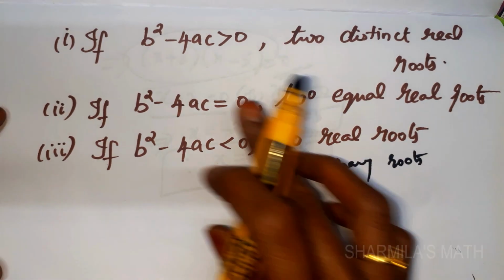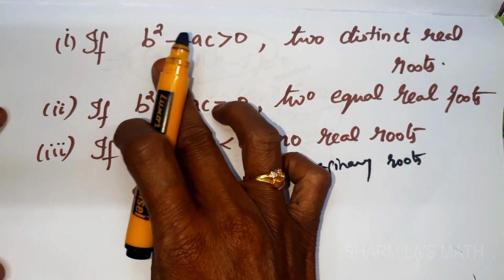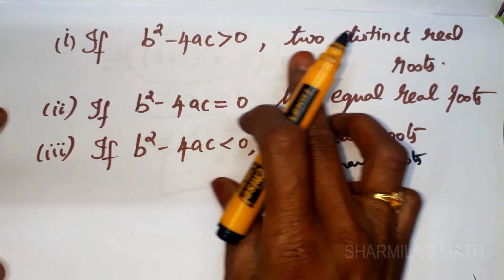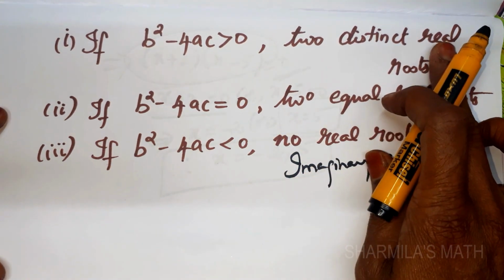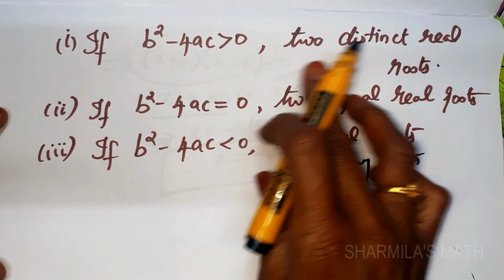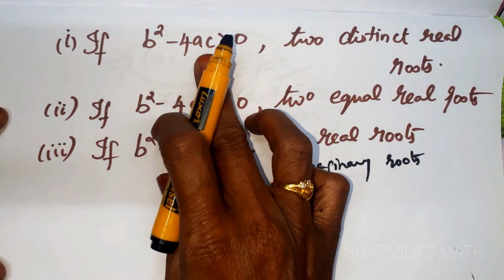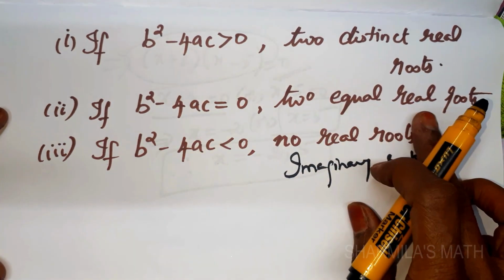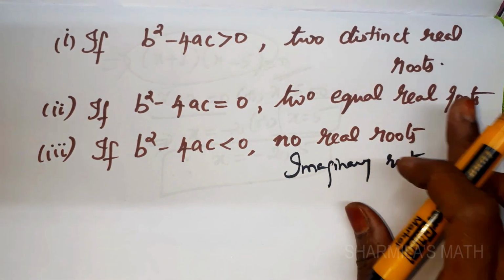We have three cases. If this D, b squared minus 4ac, is positive, it means the two roots are real and distinct, that is, different roots. If this is equal to 0, it means the two roots are real but both are equal.